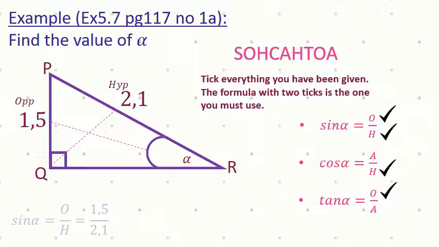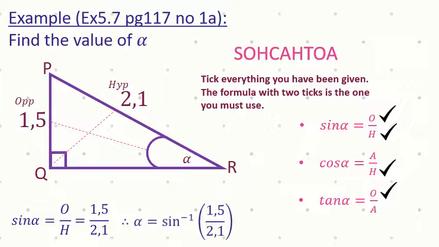So we can jump straight into saying sine alpha is opposite over hypotenuse, which is 1,5 over 2,1. Now remember, when we are looking for the size of an angle, we need to whip out our calculator and press shift. We need to use the inverse function of sine, the arc sine. So you press shift sine, pop 1,5 over 2,1 into the calculator, and you should get 45,6. Do not forget the degrees symbol, please.